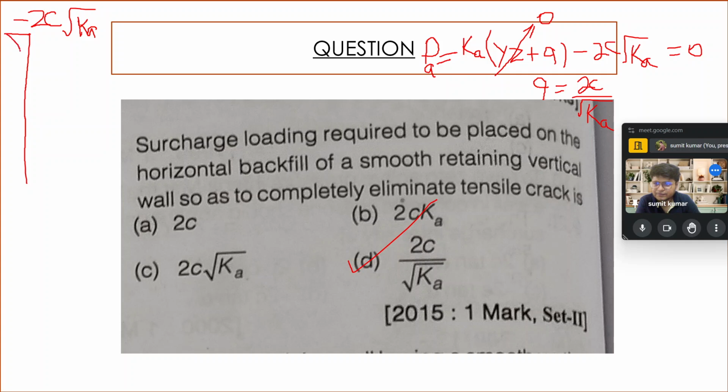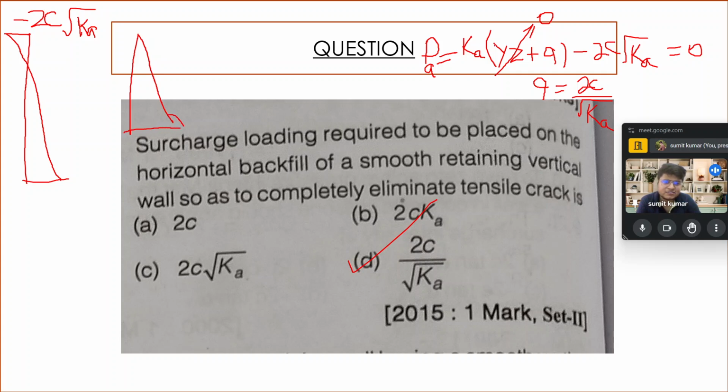So this minus 2c root K plot will be there. So this is asking, as we know that the depth of the tension crack is up to this section, that is 2c by gamma root K. We have already discussed that as well. So this is asking how much the value of Q should be, so that when we draw this pressure diagram, it will be drawn like this for this section as well.